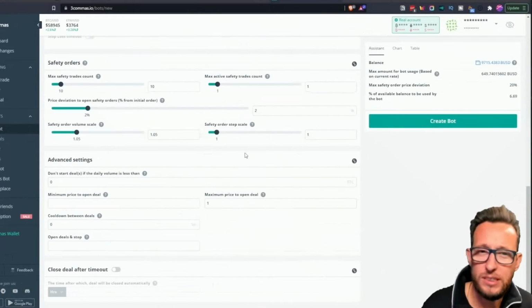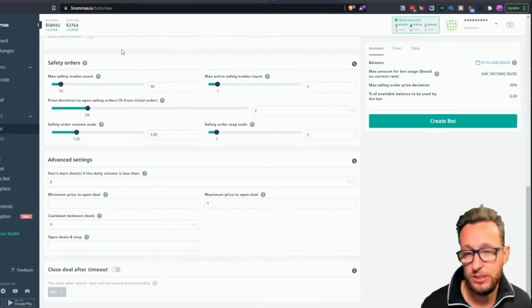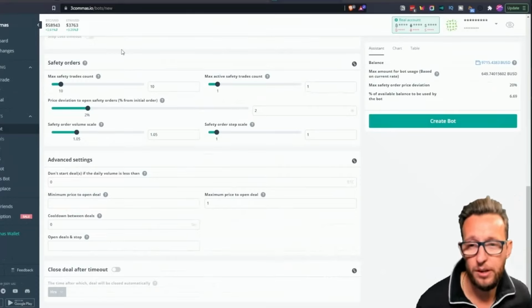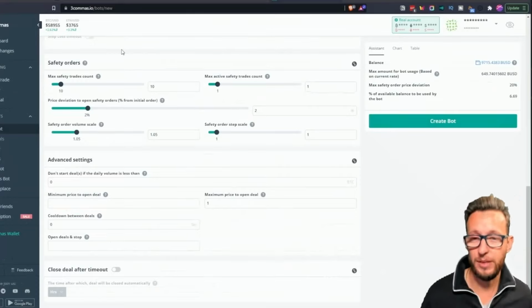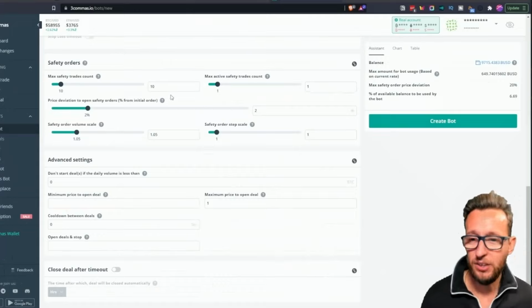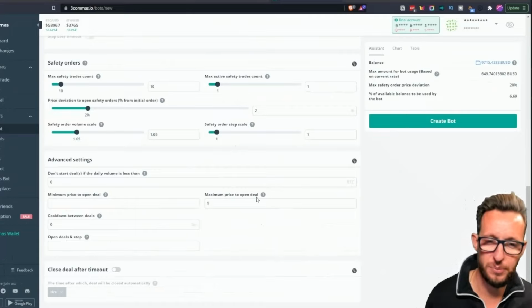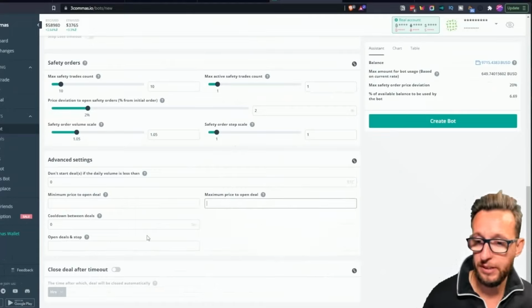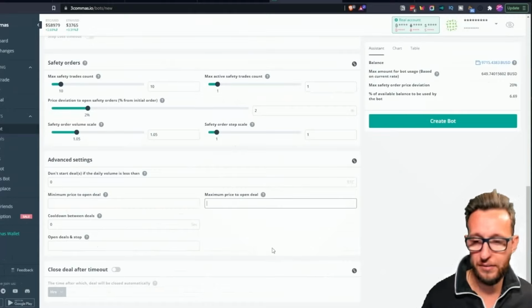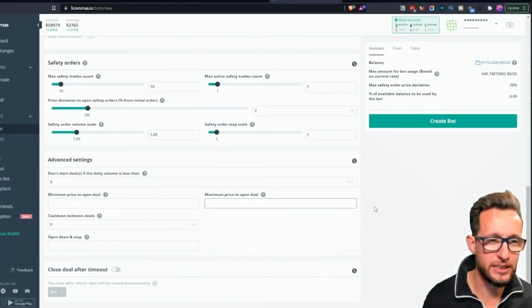All of these safety order settings we will be testing, and you'll be able to test them on the TradingView platform, the TradingView indicator that I made. So the next thing that we're doing is looking at the advanced settings. Advanced settings, nothing really changes on here except for the maximum price to open deal. No, we didn't even have that. Open deals and stop, none of that. Right, okay, everything was completely left as it is.